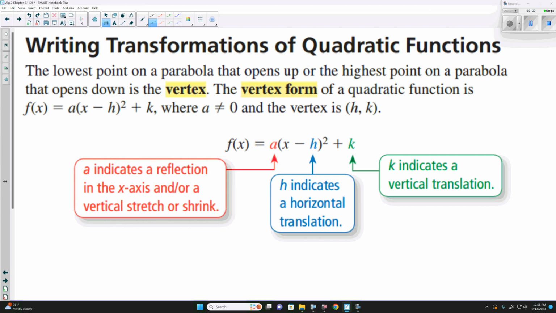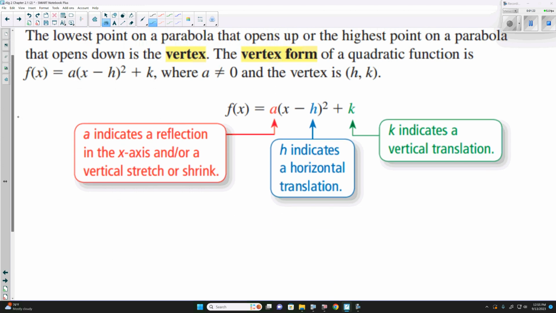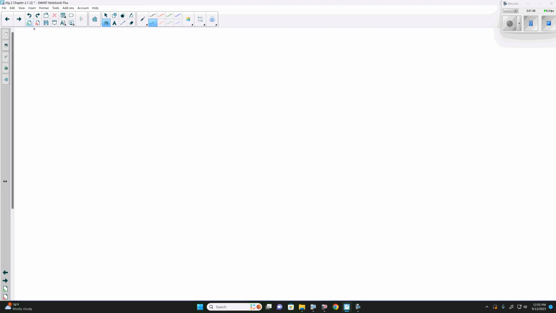We did talk about these parts yesterday too: a indicates a reflection across the x-axis and a vertical stretch or shrink. h indicates a horizontal translation left or right. And k indicates a vertical translation up or down. I'm going to give you these again because we had these last time and I know you weren't in here last time, so I'm going to write these out so we see them.